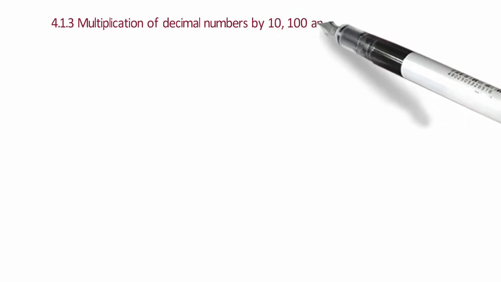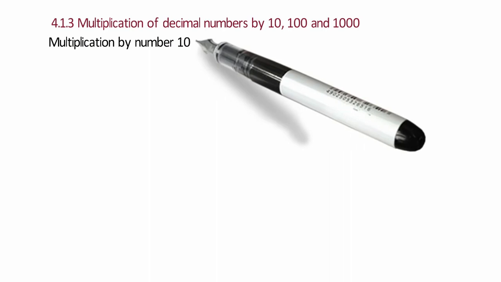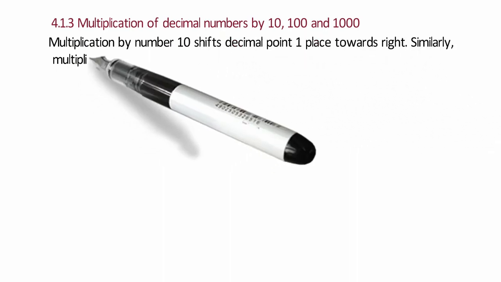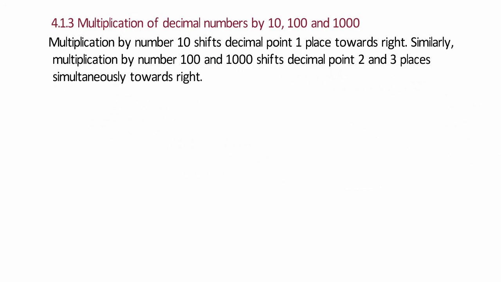Multiplication of decimal numbers by 10, 100 and 1000. Multiplication by the number 10 shifts the decimal point 1 place towards the right. Similarly, multiplication by 100 and 1000 shifts the decimal point 2 and 3 places respectively towards the right.